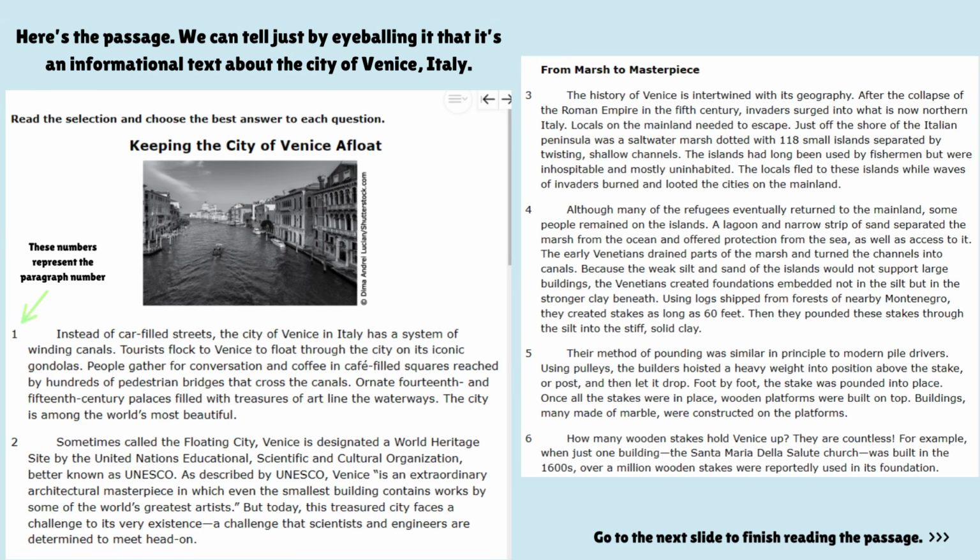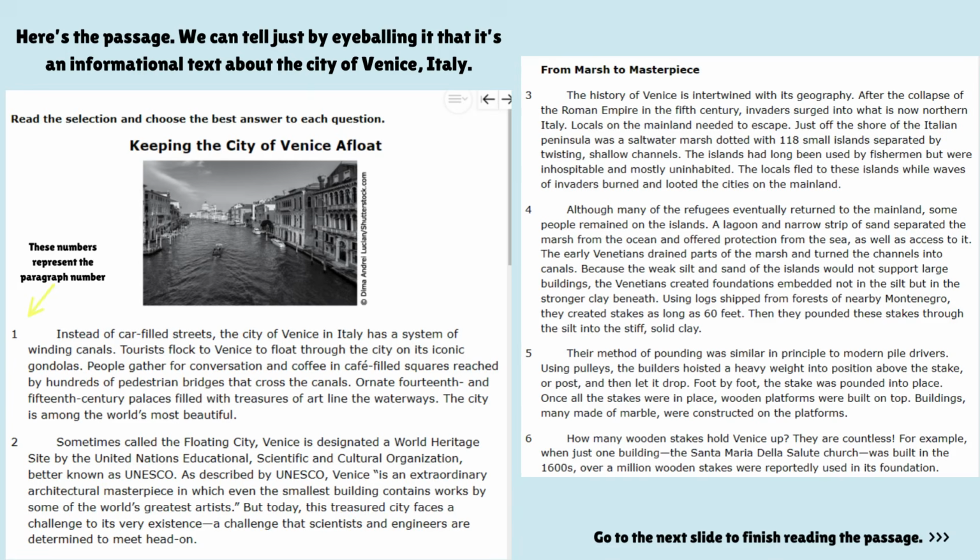Their method of pounding was similar in principle to modern pile drivers. Using pulleys, the builders hoisted a heavy weight into position above the stake or post and then let it drop. Foot by foot, the stake was pounded into place. Once all the stakes were in place, wooden platforms were built on top. Buildings, many made of marble, were constructed on the platforms.